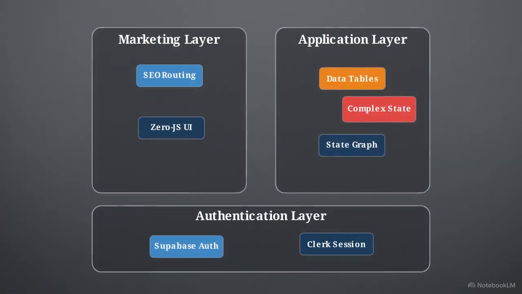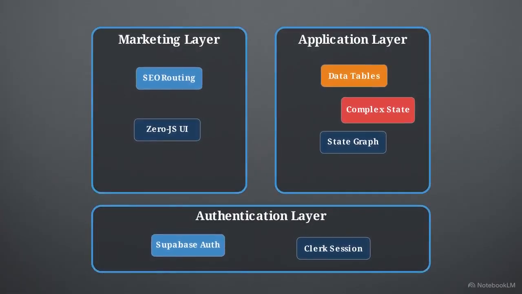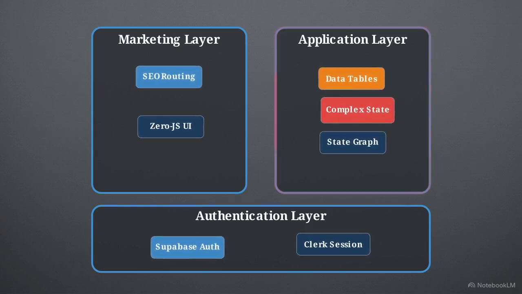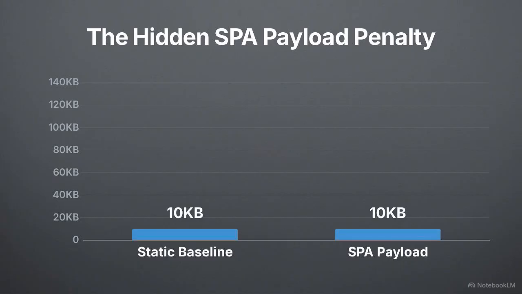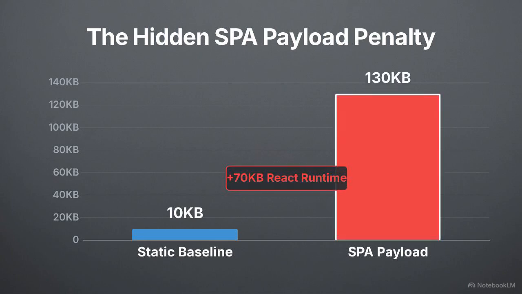Stopping this debt requires drawing rigid boundaries within the codebase to prevent UI logic from tangling across different layers. Many teams default to monolithic single-page application frameworks like Next.js for the entirety of a new build, regardless of the page's actual requirements. This carries a significant payload penalty. Shipping a React runtime to static marketing pages inflates initial load times and negatively impacts core web vitals.